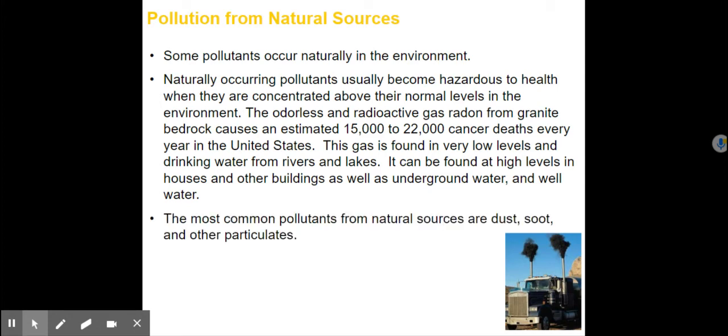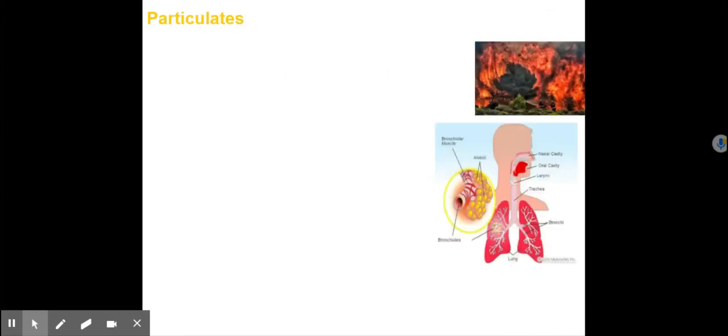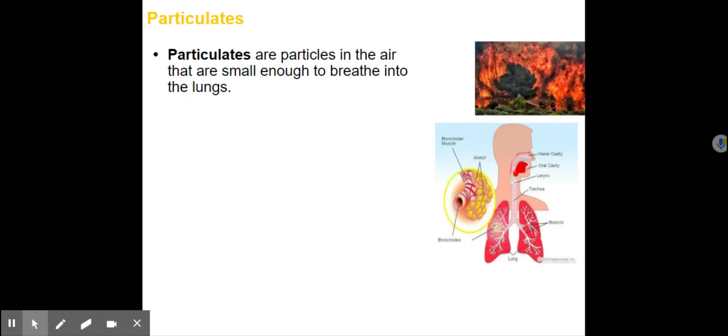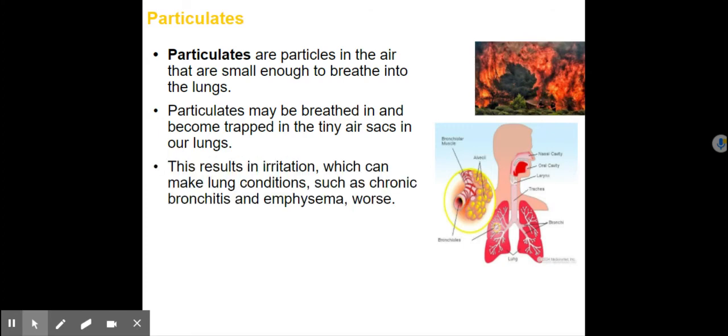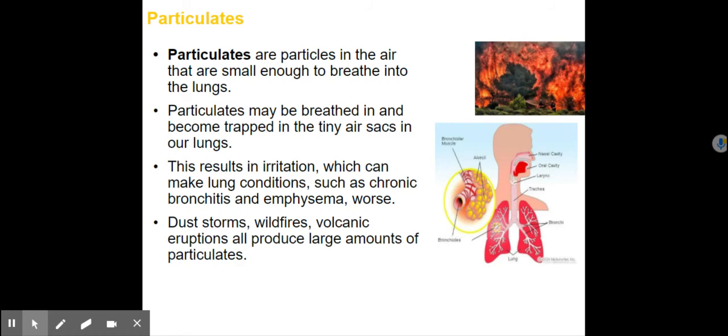The most common pollutants from natural sources are dust, soot, and other particulates. Particulates are particles in the air that are small enough to breathe into the lungs. Particulates may be breathed in and become trapped in the tiny air sacs in our lungs. This results in irritation, which can make lung conditions such as chronic bronchitis and emphysema worse. Dust storms, wildfires, and volcanic eruptions all produce large amounts of particulates.